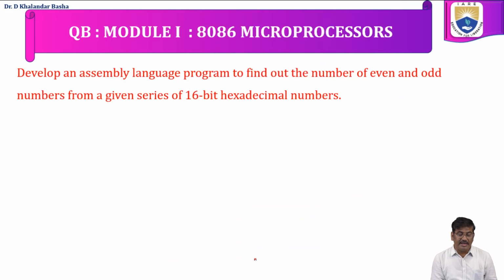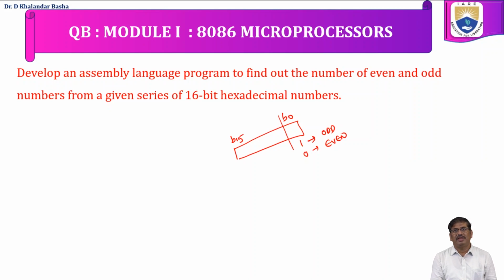Next, write an assembly language program to find out the number of even and odd numbers for a given 16-bit hexadecimal numbers. So if you are given a number as it is 16-bit, B0 to B15, to decide whether it is an even number or odd number, we just go for checking the LSB. If LSB is equivalent to 1, we will decide the given number is an odd number. If LSB is equivalent to 0, it indicates the given number is an even number.